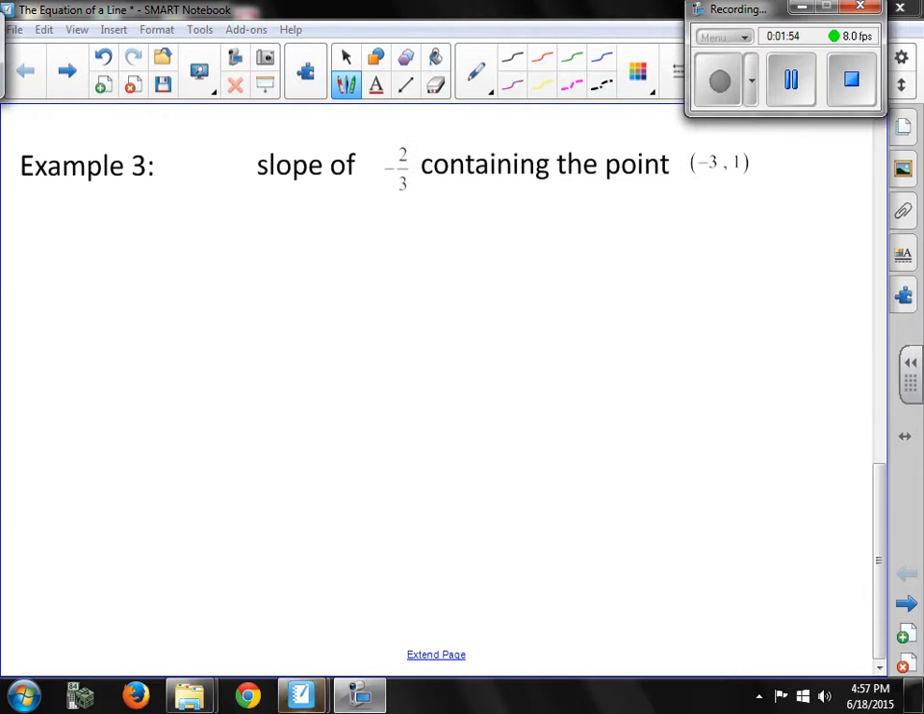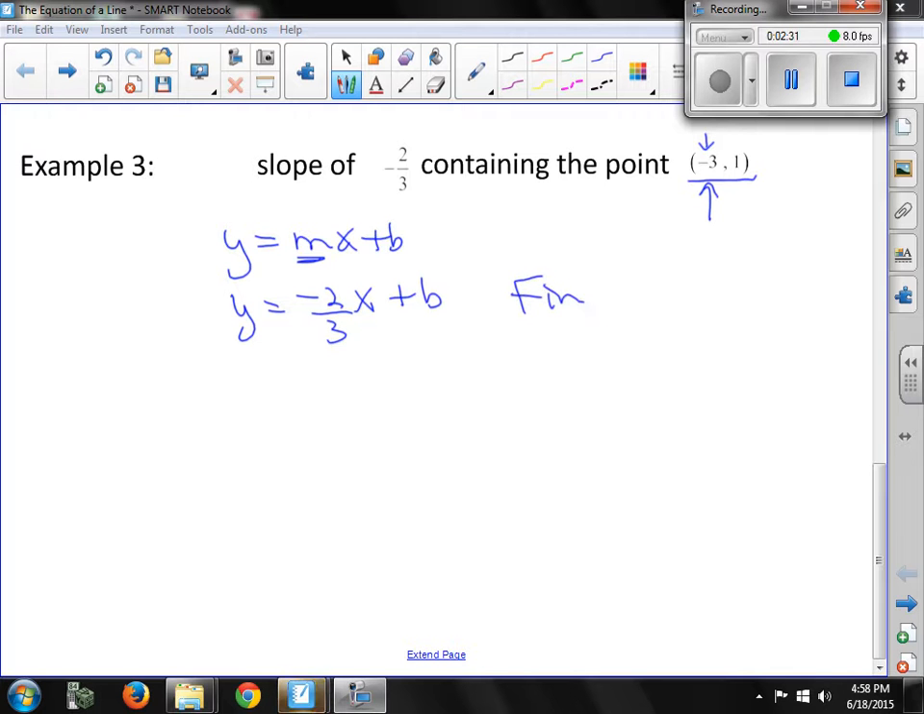Let's do example 3. We want to find the equation of a line with a slope of -2/3 and containing the point (-3, 1). Now, this time they did not give me the y-intercept, b, and I know that because my x is not 0. So, remember y equals mx plus b. We know the m, okay? We were given -2/3 for the m, but I really don't know the b. To know the b, my x would have to be 0. So what we have to do is find the b.